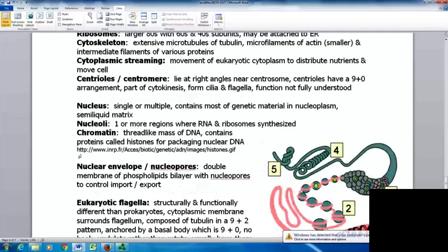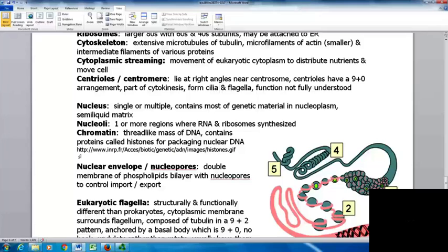With the nucleus, you can have single or multiple. The plural term is nuclei. This will contain most of the genetic information in the nucleoplasm, which is a semi-liquid matrix. The nucleoli is a plural for multiple nucleus. Nucleoli is going to be the region where the RNA and ribosomes are synthesized in the nucleus.